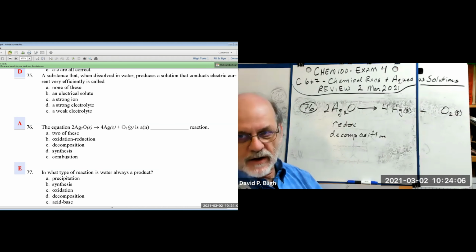Okay, how about this one? Gallium nitride makes gallium and nitrogen gas. This is a decomposition, right? So D is possible. It can't be a synthesis because that's the opposite of decomposition. It's not a combustion, there's no oxygen there.